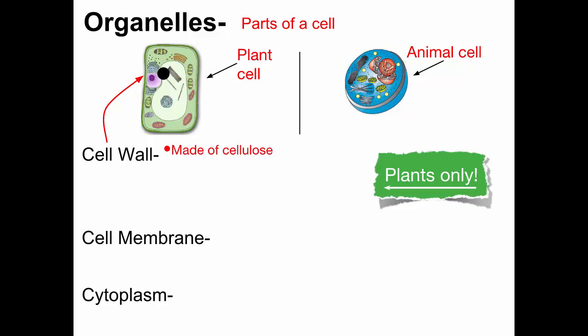Cellulose is a tough material. It's a large molecule, which is just found in plant cells. And it makes up this sort of hard, you could think of it sort of as a shell around the plant cell. It's a very outer layer. And it helps to give the plant cell its shape and protect the interior.